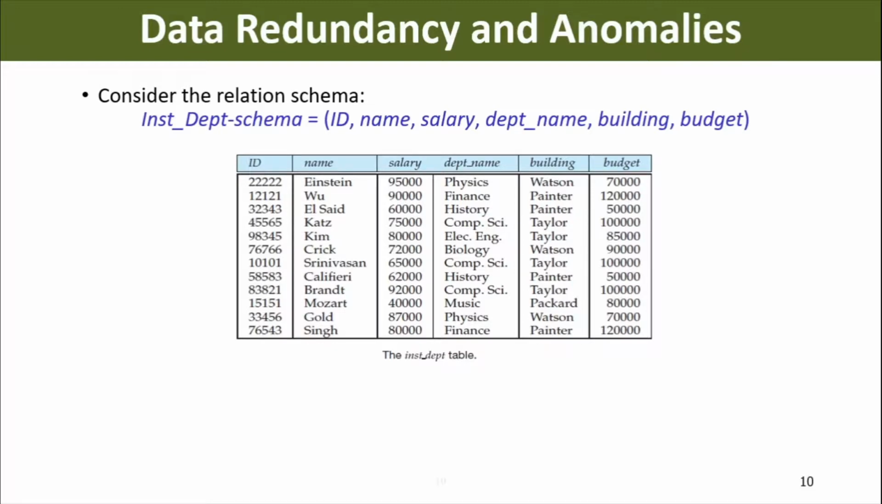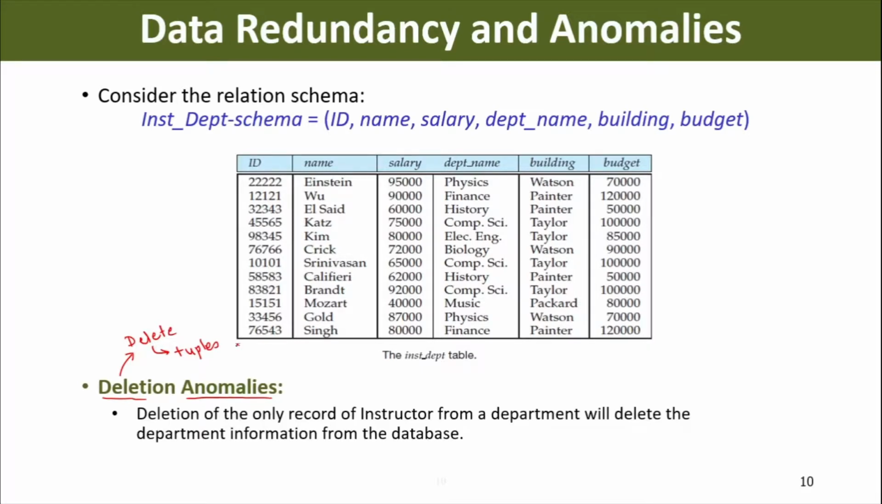So once again we have this instructor department schema and the instance of this relation. So let's see what we mean by deletion anomalies. Obviously these deletion anomalies are related to our delete operation. Delete operation means deleting tuples from the relation. Okay, now what is the consequence of having redundant data, right? And what do we mean by this deletion anomaly?